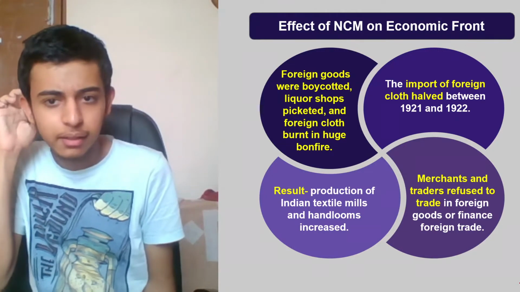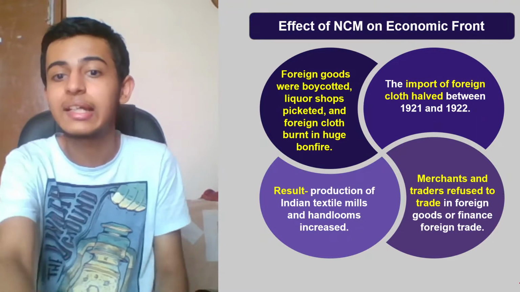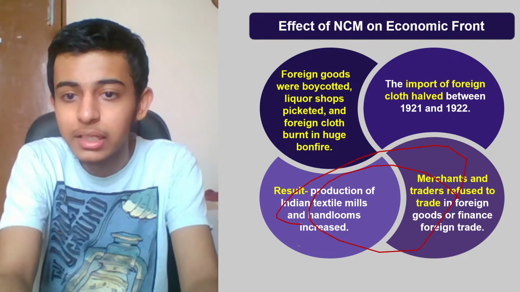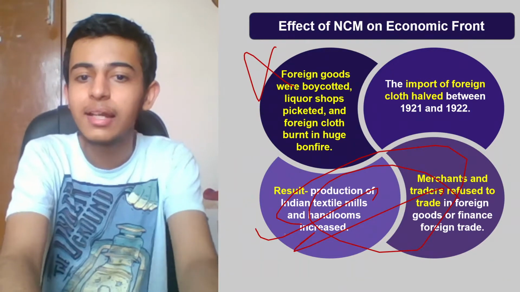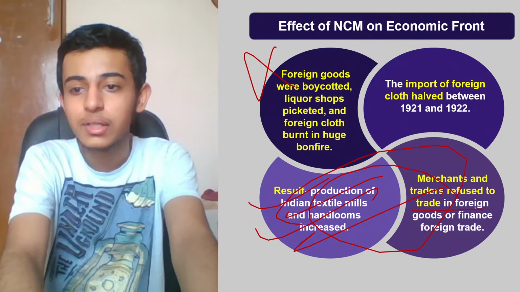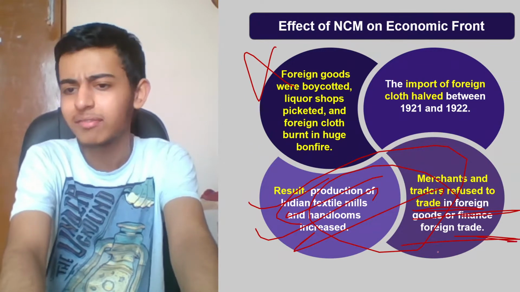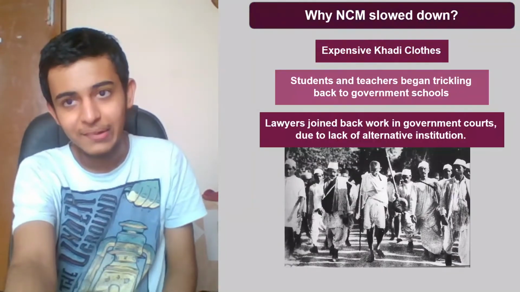What was the result? The production of Indian textile mills and handlooms increased, since now people were dependent on Indian clothes. British clothes, bye bye, Indian clothes, come. Merchants and traders refused to trade in foreign goods and foreign finance trade. So they refused foreign trade also, right?